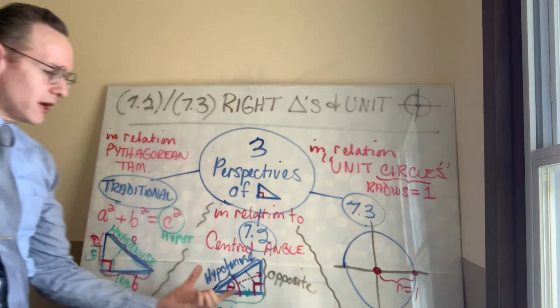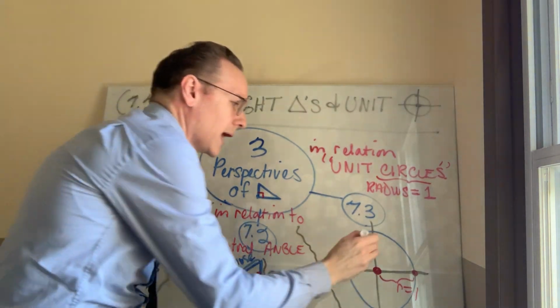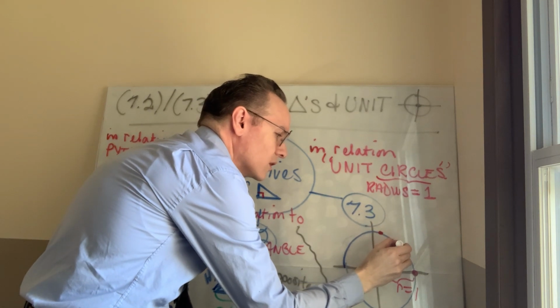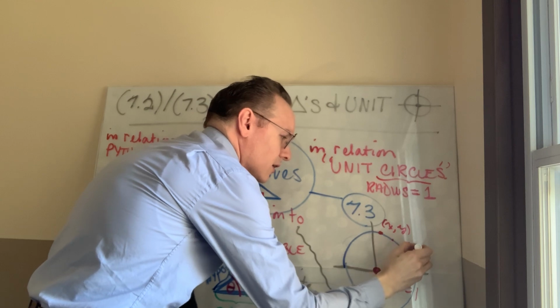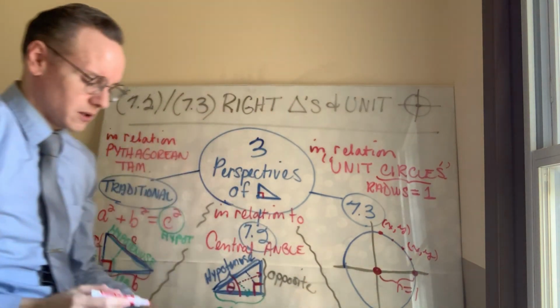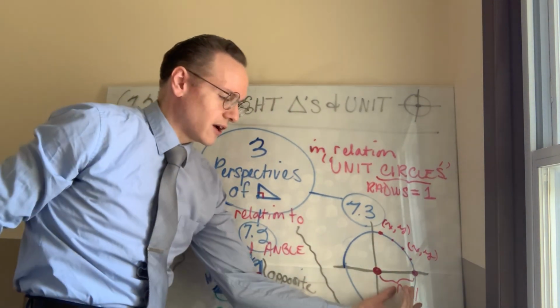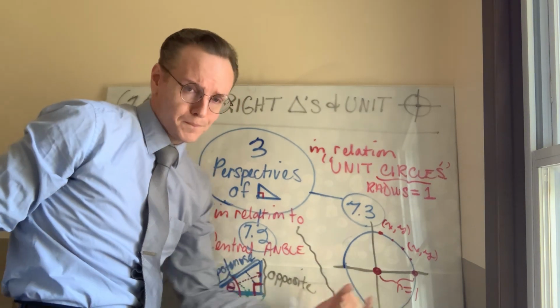You can relate a right triangle to any one of the coordinates that would be an x value and a y value that make up the edge of the circle. They would all be derived basically from r equals 1.